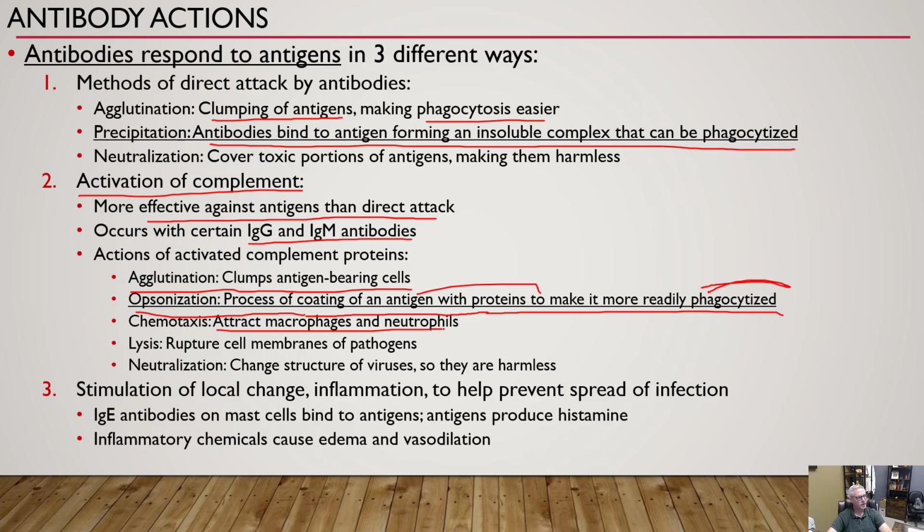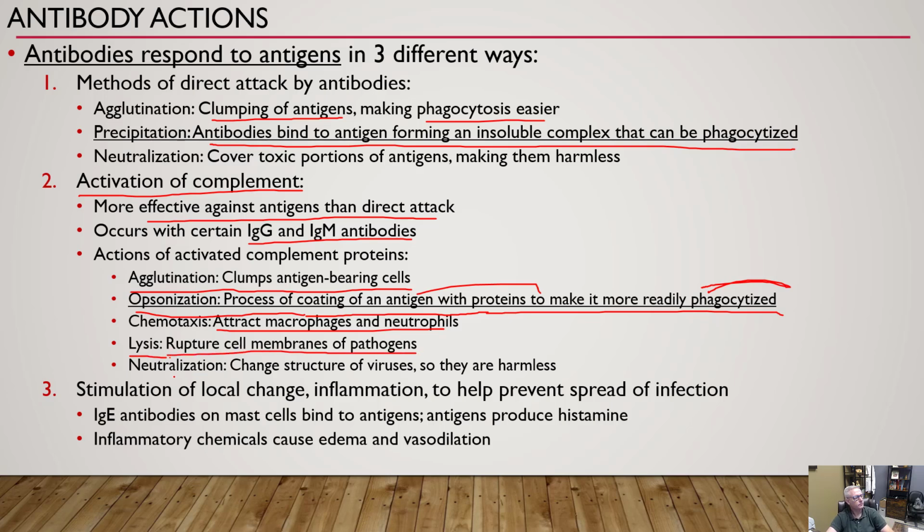Chemotaxis, that's how macrophages and neutrophils are going to know what cells. They're almost like pheromones. They're chemicals that are released by the cells to say, hey, I need to be eaten up. So macrophages and neutrophils can figure out what to eat. Lysis, rupture of cell membranes of pathogens.